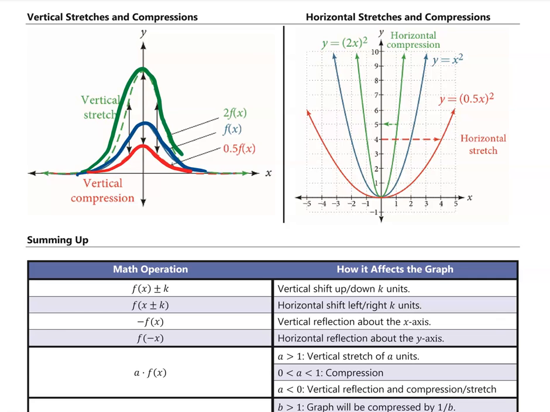Sorry, this is not a parabola. Next one is, this is a parabola, and horizontal compression is the green one. That is when it is greater than 1, and here 0.5, that is the horizontal stretch.